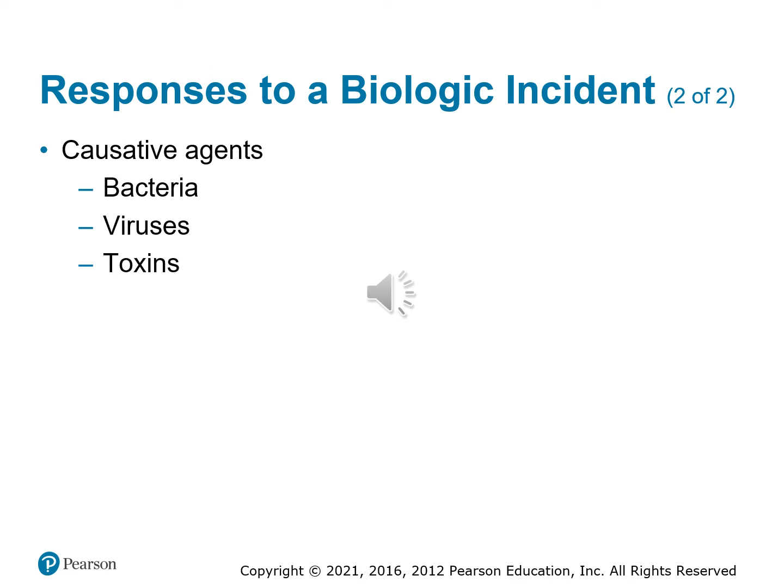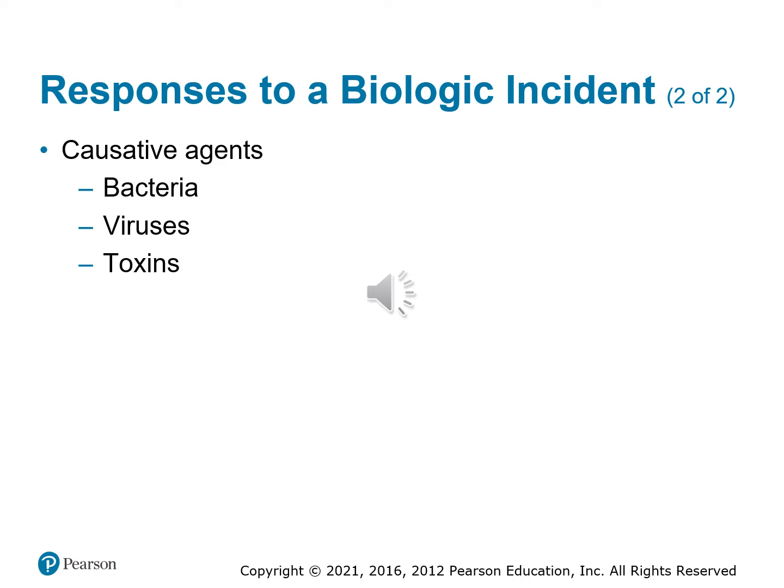The agents that may cause harm by being inhaled or ingested in the body are going to be bacteria, viruses, and toxins. Now, bacteria is grown outside of the body, but it can produce a toxin that poses the danger. The example of this in your book is going to be anthrax. It can be weaponized and used in a terrorist event.